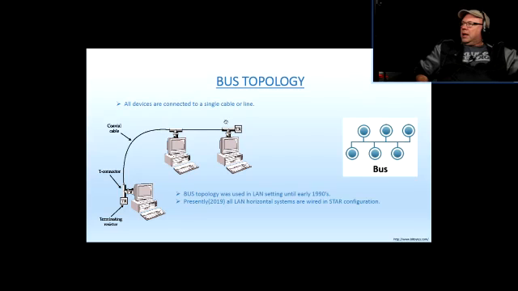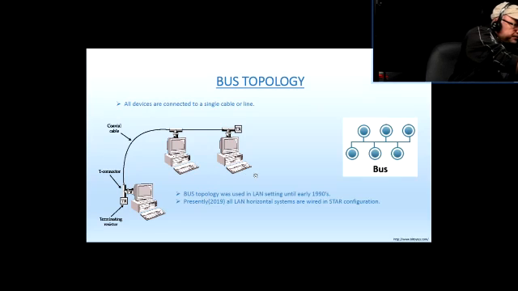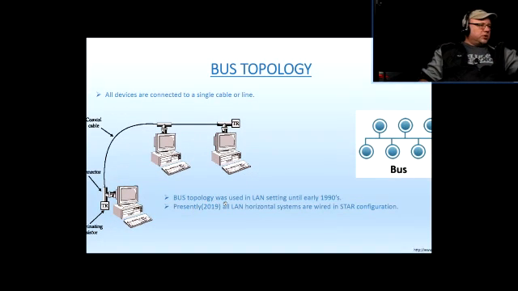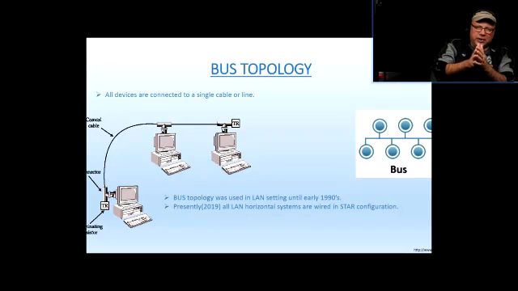Now, what did I write here? I wrote the bus topology was used in a LAN setting until the early 1990s. That's how computer networks were connected. There was no Ethernet per se, like the cables we're using right now, the RJ45, those connectors that look like overgrown telephone connectors. They're called RJ45 jacks. RJ stands for registered jack.